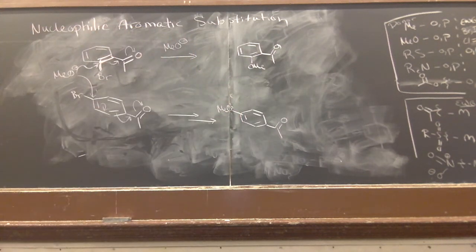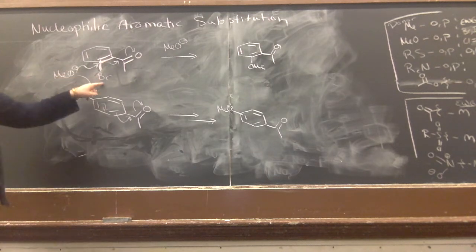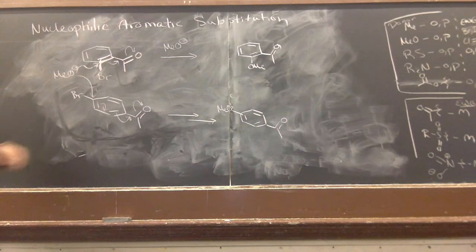So you need this electron withdrawing group, and you need the leaving group, the one that's going to get substituted. Again, we're showing the withdrawing group as a ketone here. You can imagine it as an ester, a nitro, or a sulfonyl. But they need to be ortho or para to one another. Why can they not be meta?